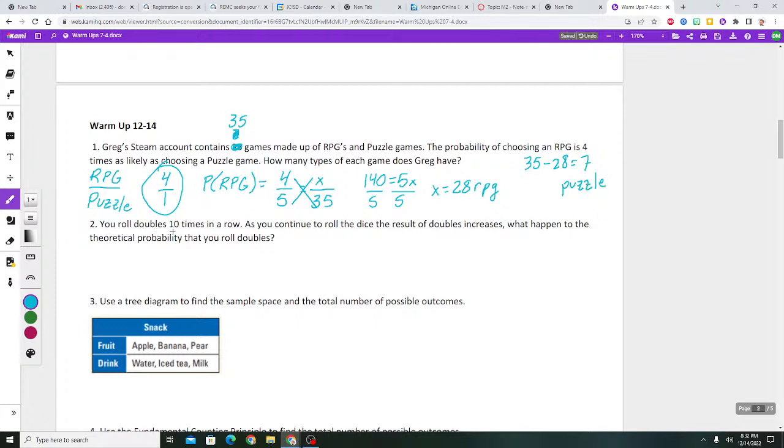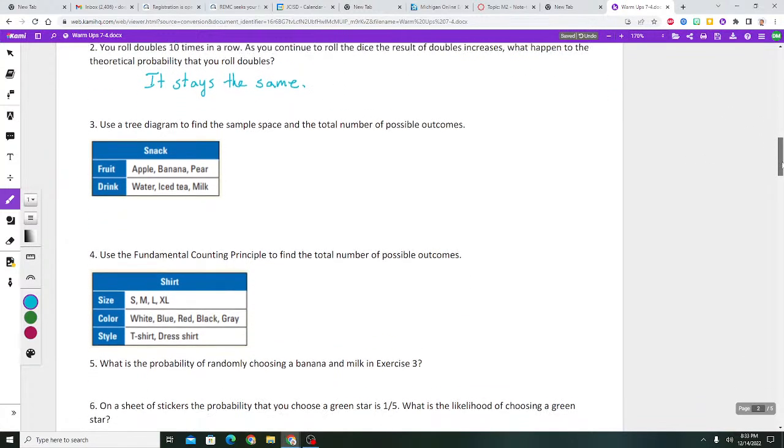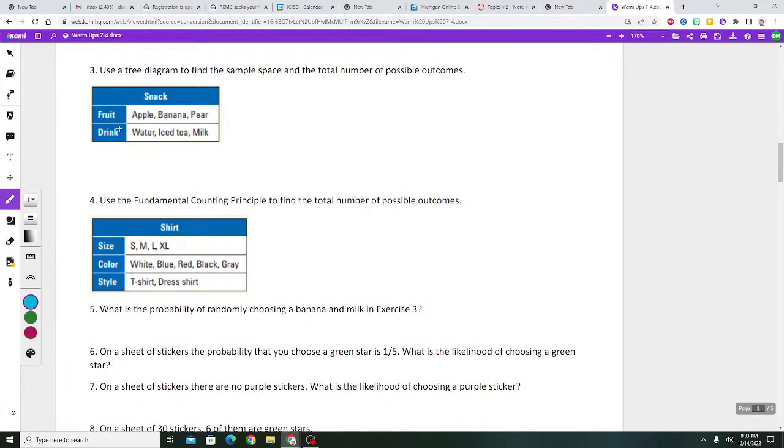Number 2, you roll doubles 10 times in a row. As you continue to roll the dice, the result of doubles increases. What will happen to the theoretical probability? Well, what will happen? It stays the same. Theoretical probability does not change just because experimental probability does. So theoretical probability remains constant while experimental probability changes.